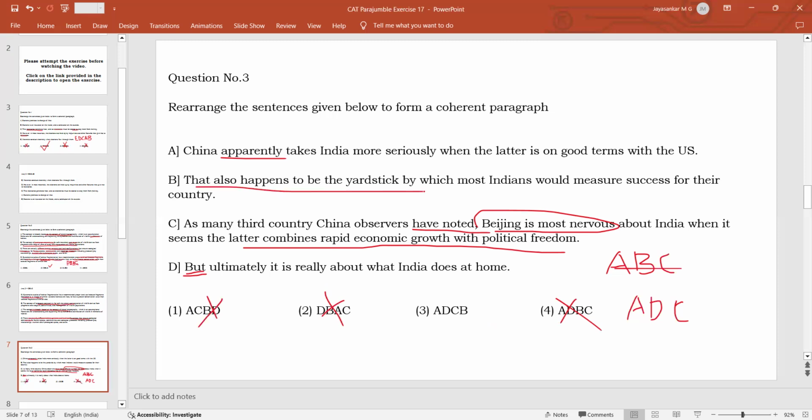That also happens to be the yardstick, which is India combining economic growth with political freedom. That is the yardstick by which Indians would measure the success of their country. So, whenever our country is having a lot of economic growth along with political freedom, we would realize that India is a developing country. It is becoming a successful country. So, that is the yardstick or the measure by which we Indians are also measuring the success. Not only China, Indians also measure success of our country by the same yardstick. So ADCB becomes a very clear answer. All others are wrong.